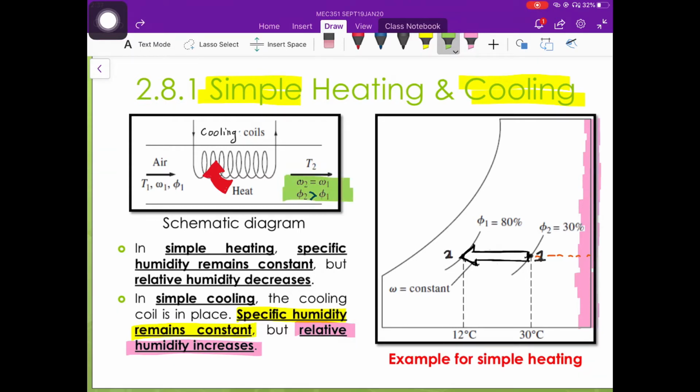If we plot the simple cooling process on our psychrometric chart, it will go from the initial state to the final state horizontally. The specific humidity at the first state will be equal to the specific humidity at the second state. Therefore, the specific humidity is constant. We also notice that the relative humidity increases while the dry bulb temperature decreases.